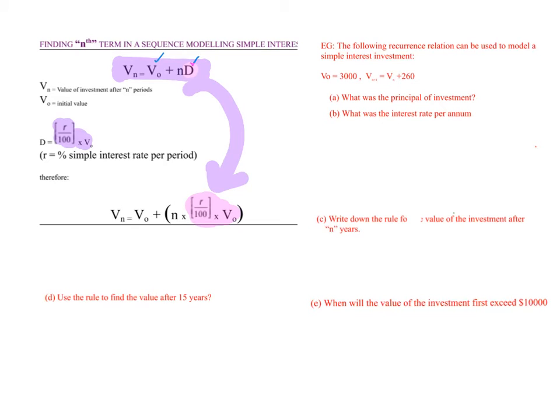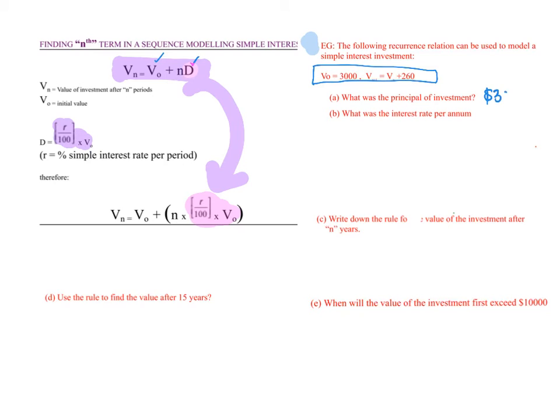Okay, so we've got an example over here, so let's go through that one together. Use the example up here. The following recurrence relation can be used to model a simple interest investment. So V0, that means they invested $3,000, and every year they're getting $260, aren't they? It says, what is the principal of the investment? Can you read this and tell me what was the principal? What did they first invest? Yep, and that's all you need to write.